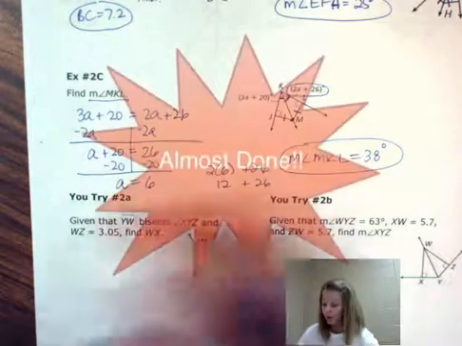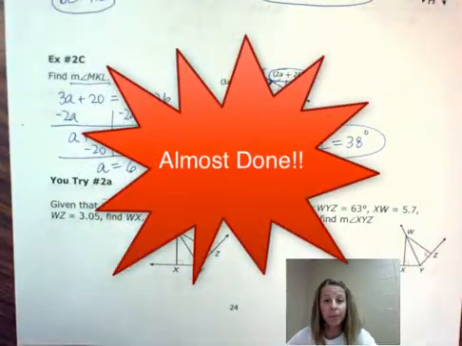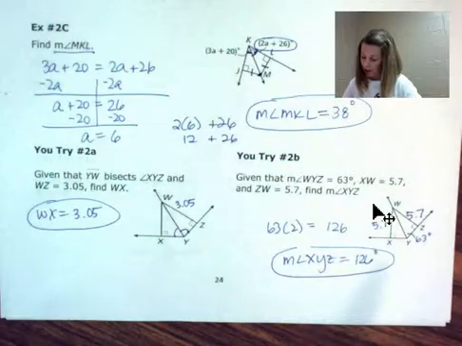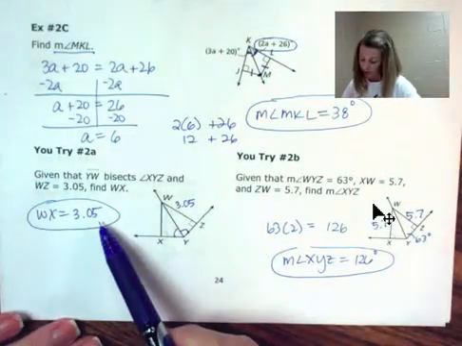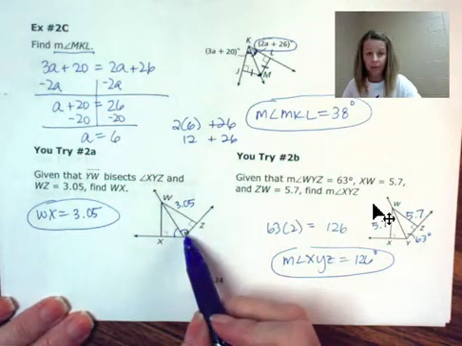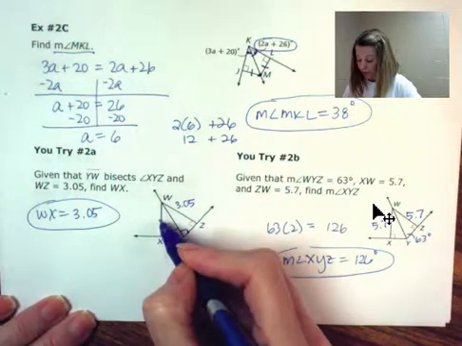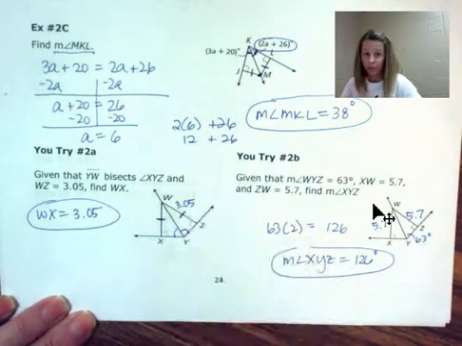Okay, I want you to try the last two. Go ahead and pause it, and when you come back, I'll have the solutions ready. Okay, the first one here, the answer is 3.05. You needed to recognize that this angle here is congruent, and these are making right angles. Therefore, the angle bisector theorem says those are congruent.